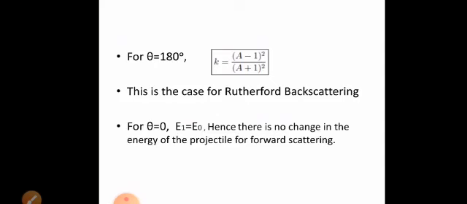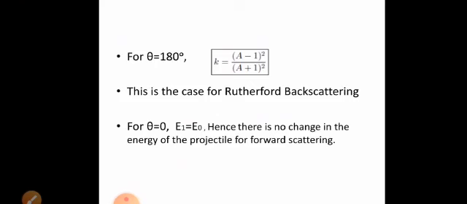So when scattering angle theta is equal to 180, our kinematic factor reduces to K is equal to a minus 1 the whole square divided by a plus 1 the whole square, where a, what was a? A was a constant which is assigned to the ratio of the masses that we have done earlier. So we need to know the ratio of the masses only to find the kinematic factor at theta equal to 180 degree, which is Rutherford backscattering.